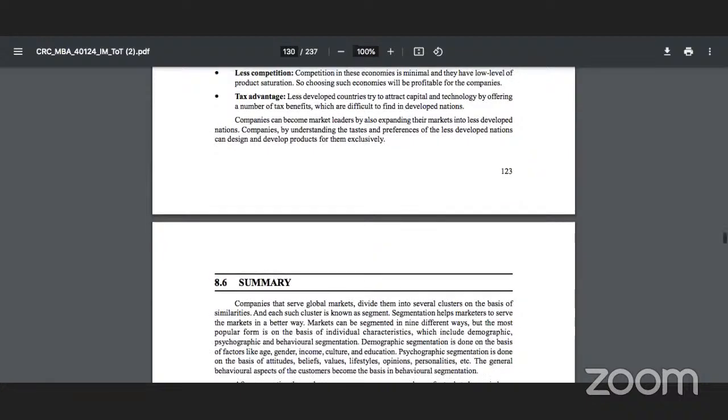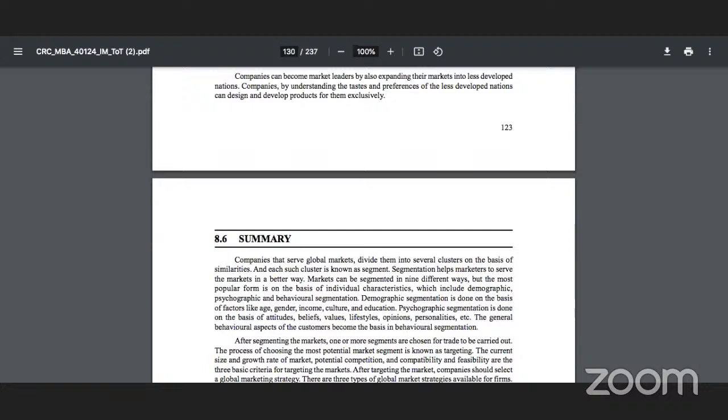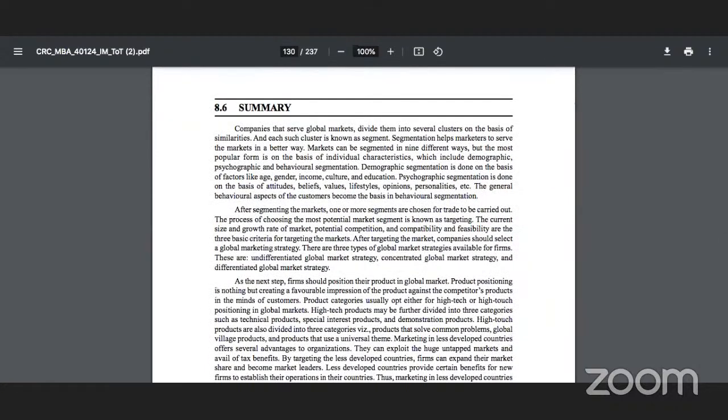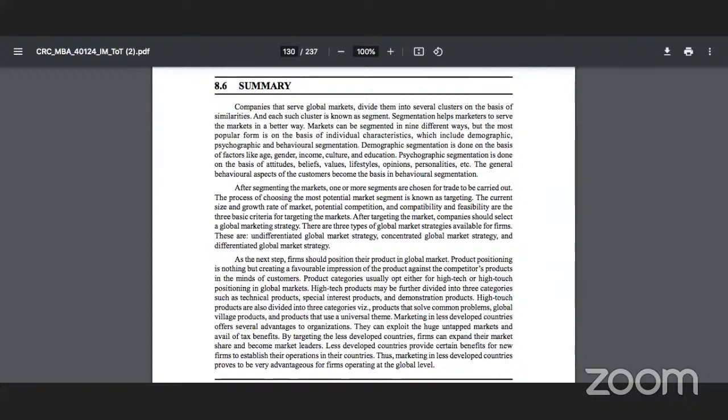So these are some of the factors to be considered when you are talking in terms of STP globally. That is segmentation, targeting, and positioning. Companies that serve global markets need to divide the market into several clusters based on similarities or homogeneity, and each cluster or group is known as a segment. Markets can be segmented in multiple ways, but the most important are demographic, followed by psychographic, and third is behavioral segmentation.